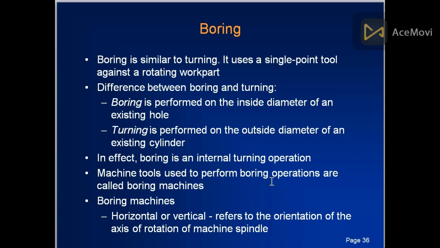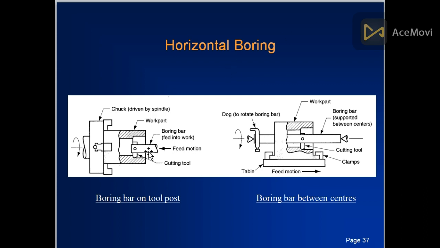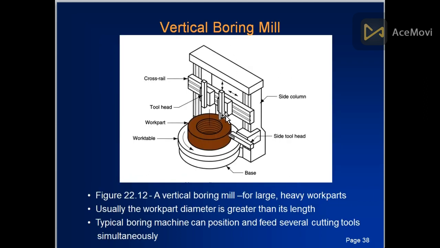Machining tools used to perform boring operations are called boring machines, and this is not a big deal. Horizontal boring is in the horizontal direction, with the boring bar between centers. This is another kind, in which the feed motion is given to the tool. Vertical boring mill is in the vertical direction. In this the tool is moving like this and the work part is rotated like this, and this is the enlarging of the existing hole.